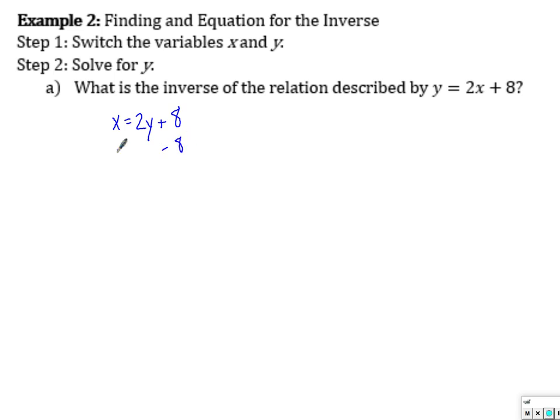Now we're going back to algebra 1. Subtract 8 from both sides, so I have x minus 8 equals 2y, and then I need to divide by 2.